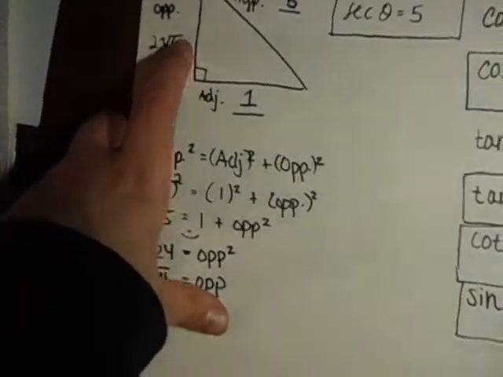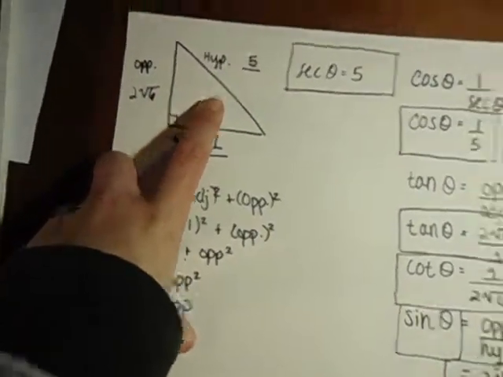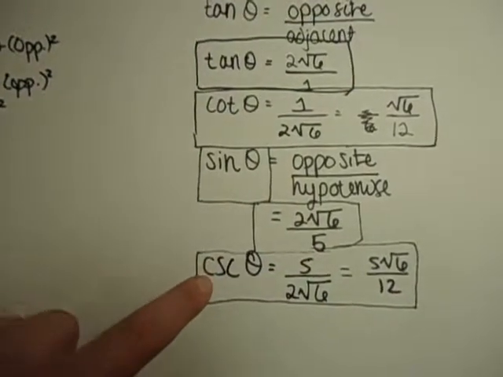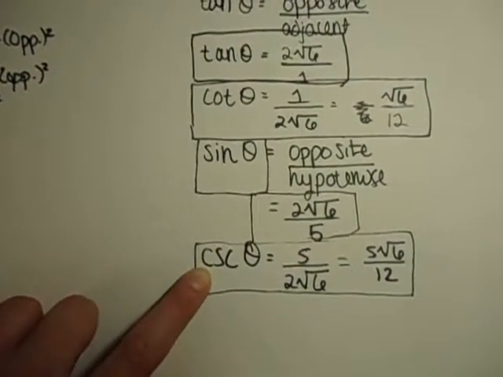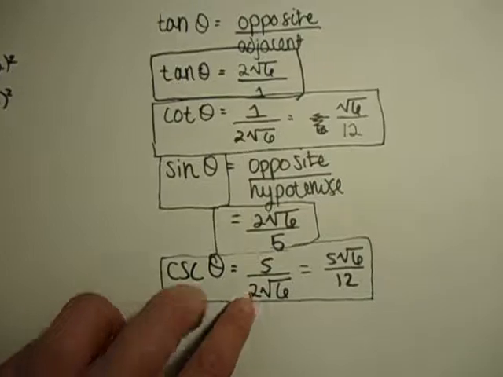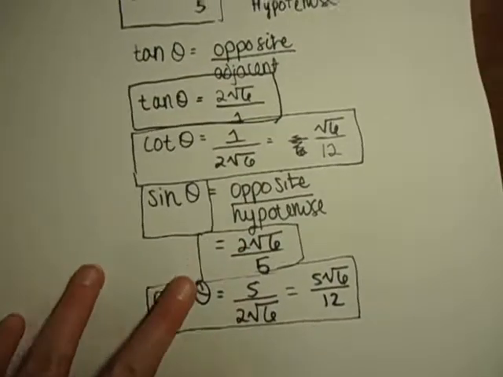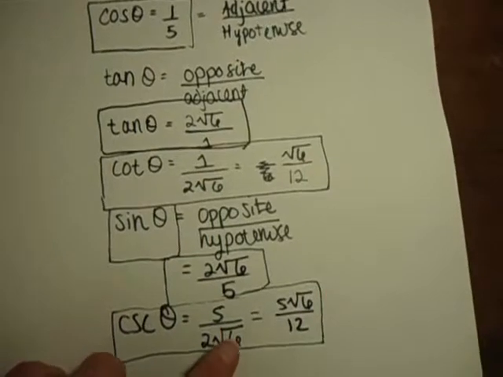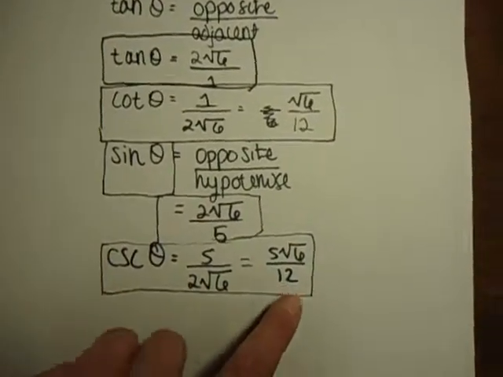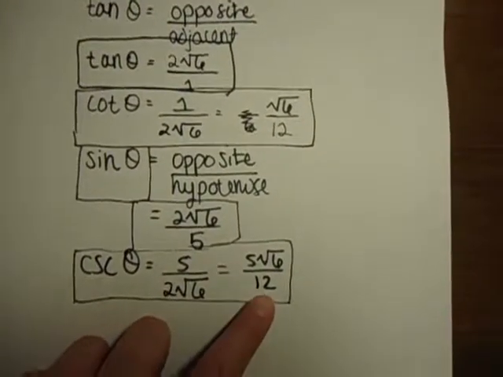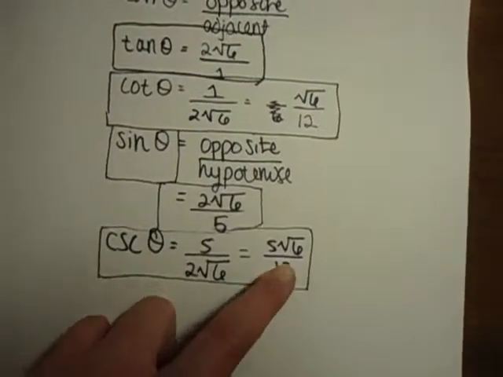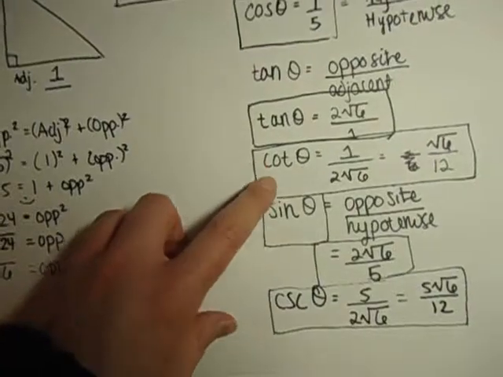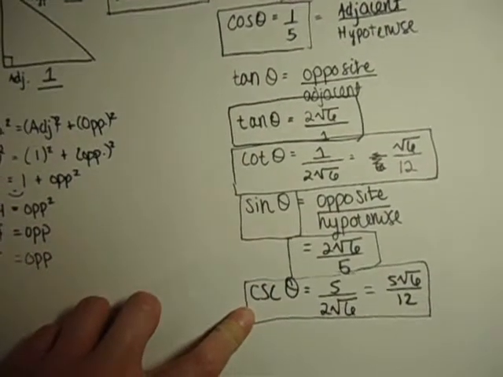You can see opposite over hypotenuse, 2 square root of 6 over 5, and its reciprocal is cosecant. So you just flip them, so it's hypotenuse over opposite, and then you rationalize that, and that's what you get for that. So you have your secant, cosecant, tangent, cotangent, sine, and cosine.